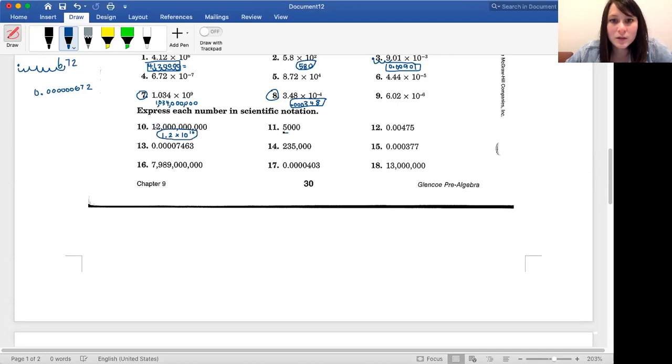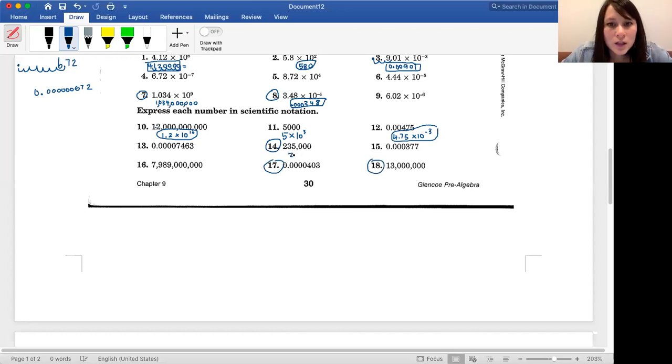Okay, this is going to be 5 times 10 to the 3rd power. All right, so I put my decimal here to make this 4.75. That's between 1 and 10. I have to move it 1, 2, 3 to the left. So times 10 to the negative 3rd. Okay, let's do this one, and this one, and we'll call it good.